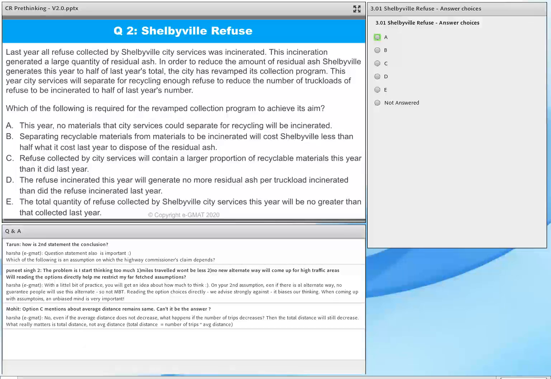All right, let's get those answers in. 3, 2, and 1. Let us end the poll.